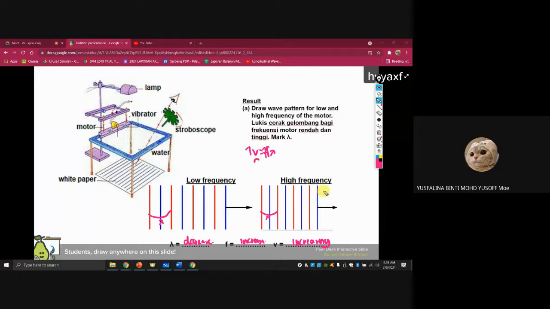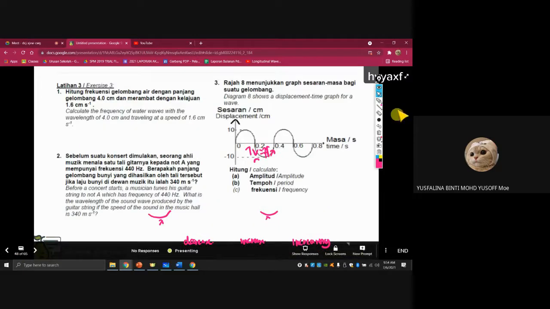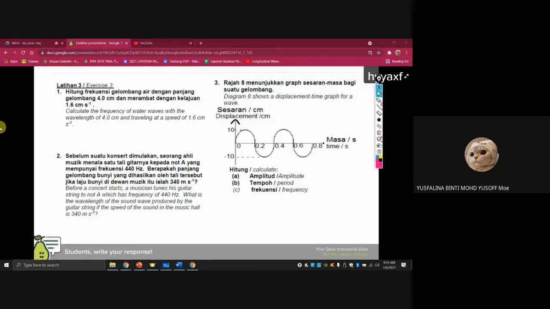Okay, so let's see another one. Okay, last one before we stop. I want you to answer number 1 and 2 only. It says here, calculate the frequency of a water wave with the wavelength of 4 and traveling at the speed of 1.6. So this one use V is equal to F lambda.